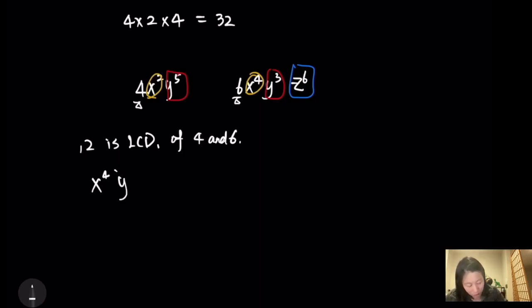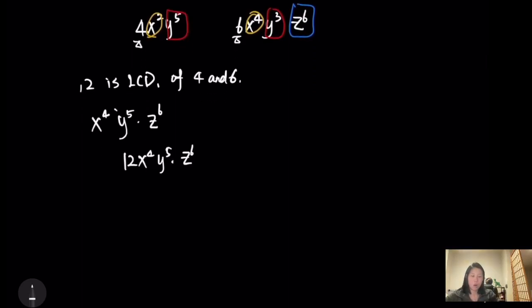For y, the exponents I have are 5 and 3. The highest exponent is 5. For z, the highest exponent is 6. So that means our solution is 12 times x to the 4th, y to the 5th, and z to the 6th. Now, what if you have a polynomial?